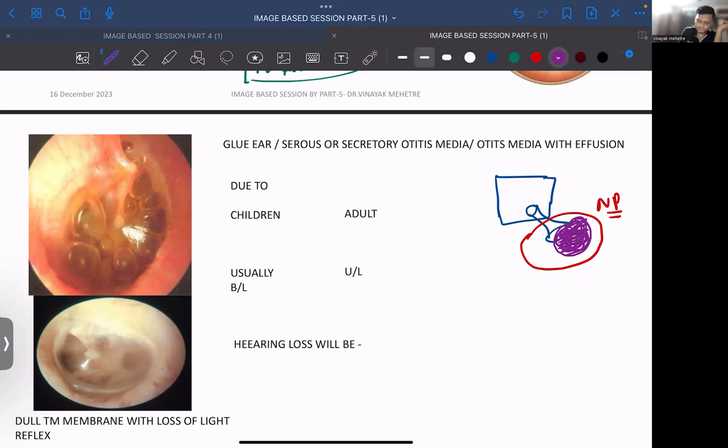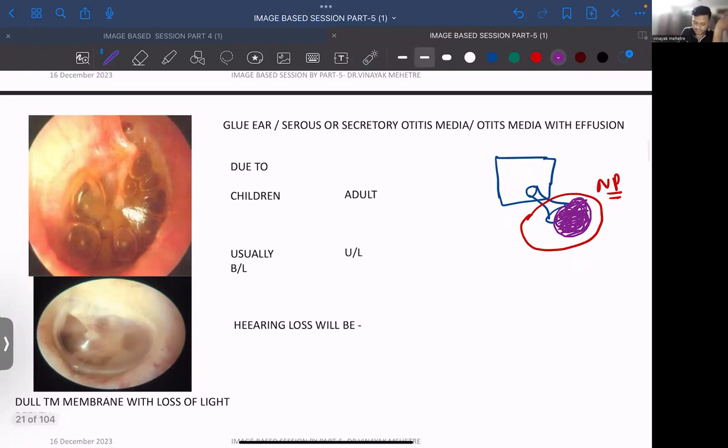Causes क्या क्या है? If it is going to happen in children, what will be the cause? You study one disease. The name of that disease is adenoid hypertrophy, right? Adenoids get increased in size in the childhood age, right? Adult में क्या होगा? That is nasopharyngeal carcinoma, right?